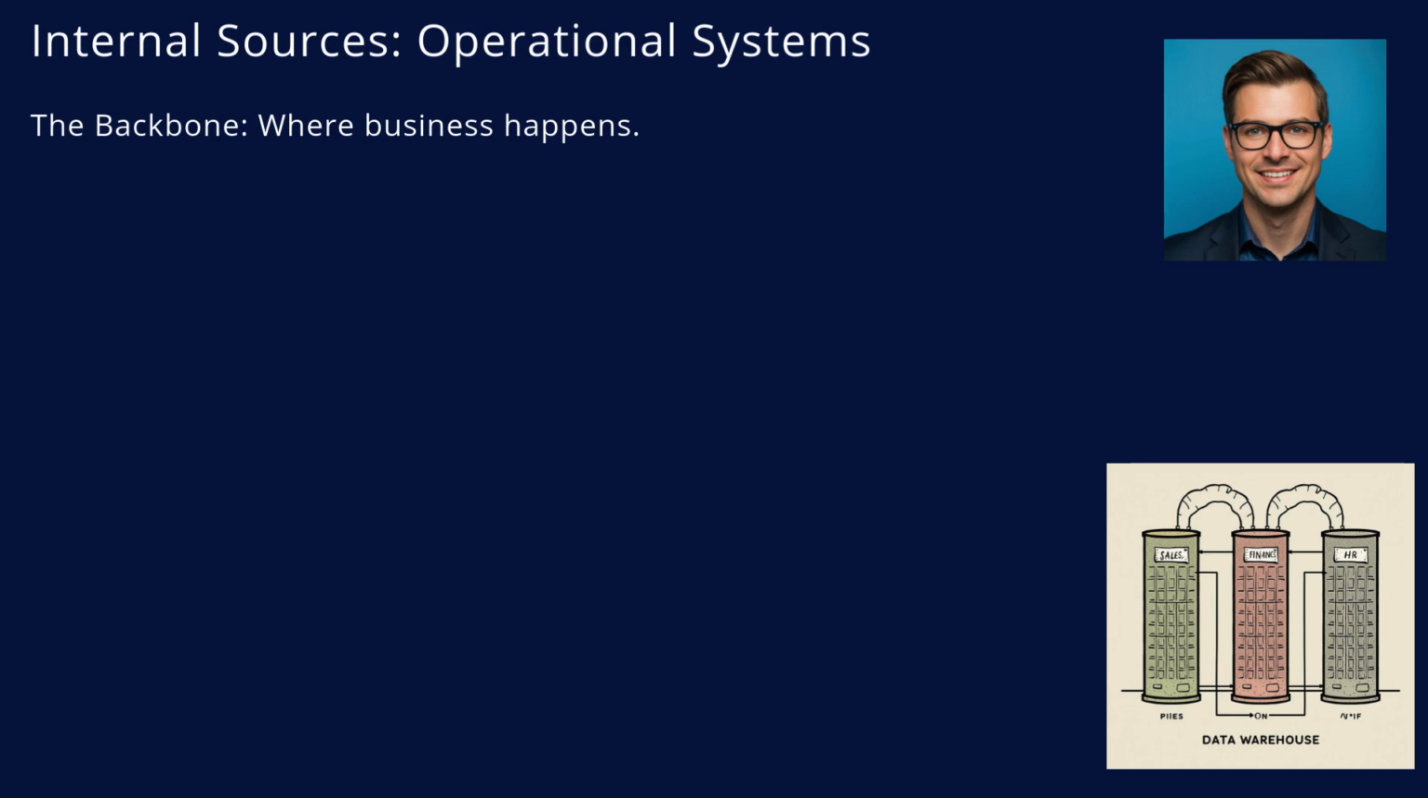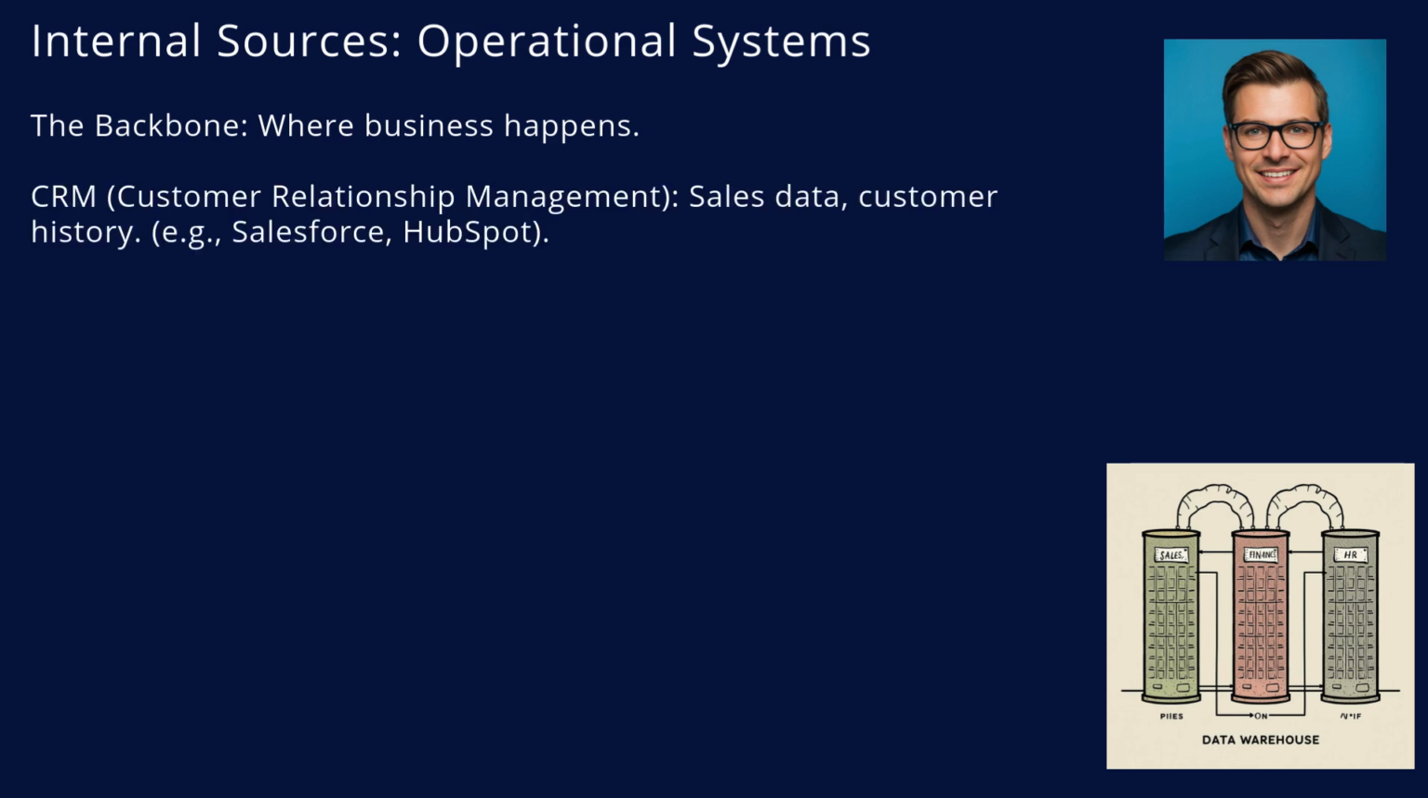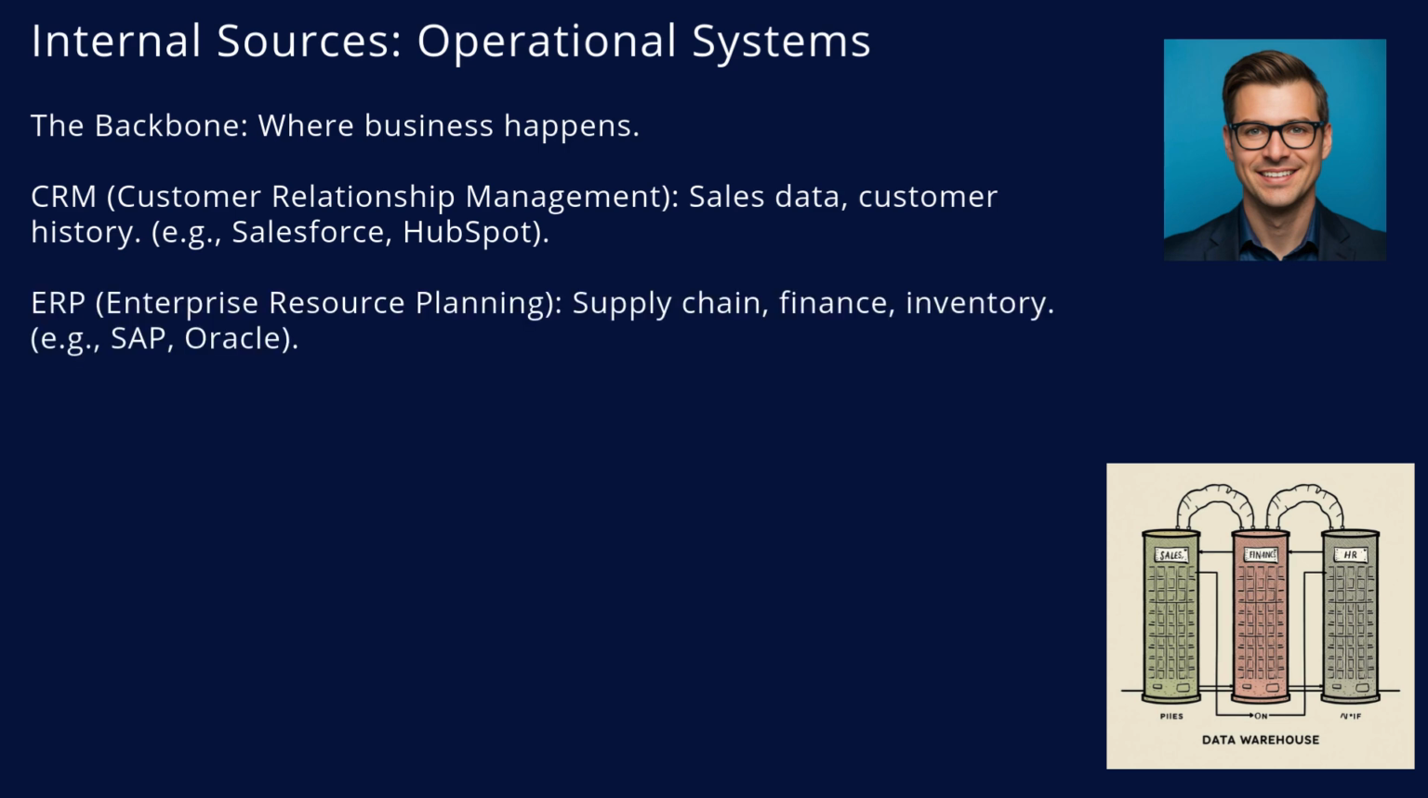Let's zoom in on internal sources. The most valuable ones are your operational systems. Your CRM holds the truth about your customers, who bought what and when. Your ERP holds the truth about your business, inventory levels, supply chain, and finance. Your HR systems hold people data.